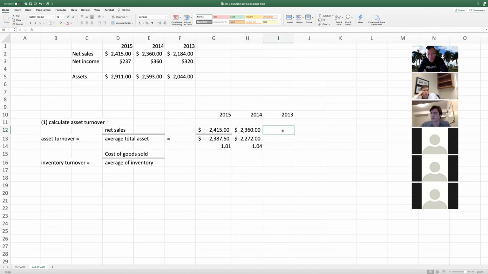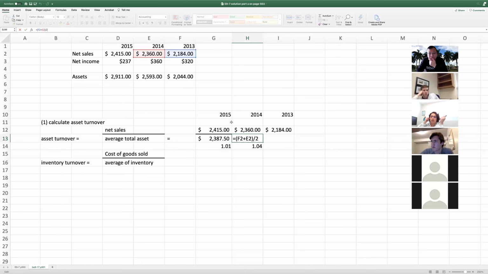2013. So in 2014, I'm calculating the average total asset. The average total asset for 2014 is the average of the beginning total asset and the ending total asset. Yes, the beginning asset of 2014 is the ending total asset of 2013, right?